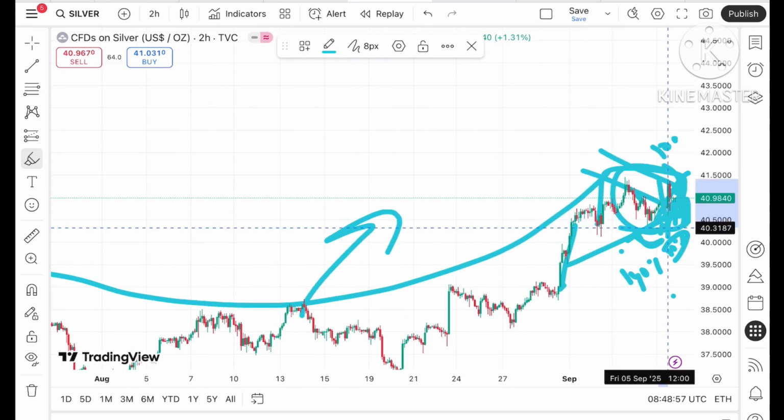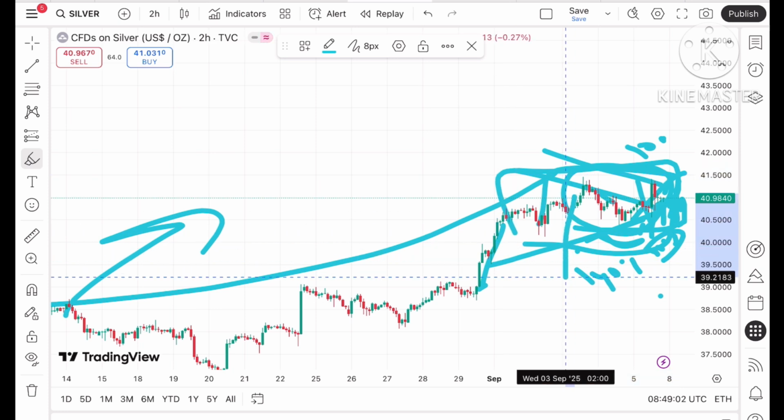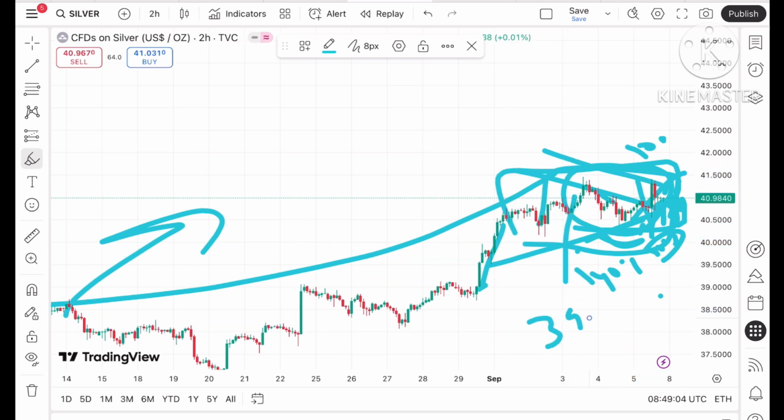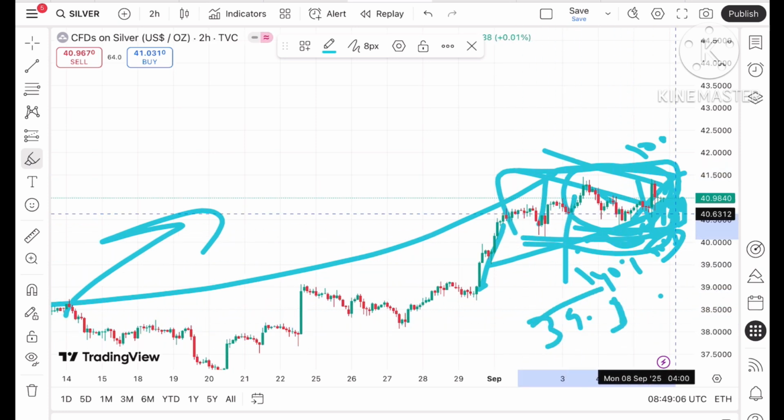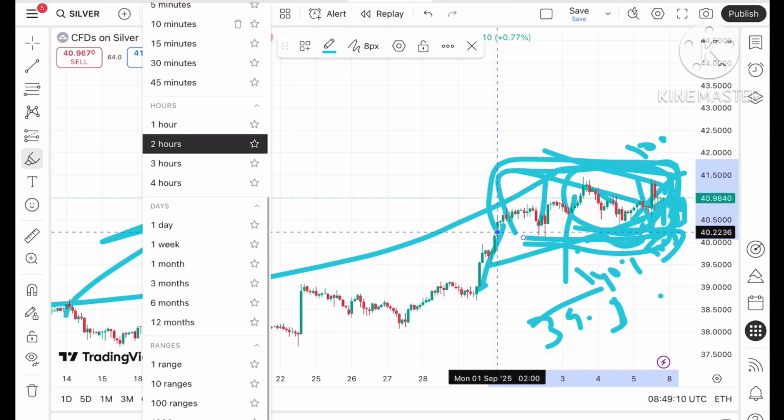But if it started going below a level of around 40.4, a further fall can be seen. Then there will be a zone breakout, so probability of going towards 39.3 will be there if the price started going out of this zone. Okay, let's see how the price on day-wise chart is moving.